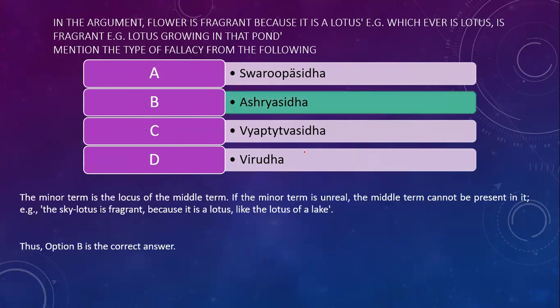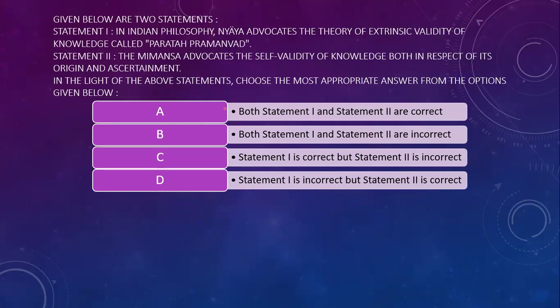Need to study further. The minor term is the lotus, and so is the middle term. The minor term is unreal, so the middle term cannot be present in it. The sky lotus is fragrant because it is a lotus, like the lotus of the lake. This is ashrayasiddha. Okay, next one.